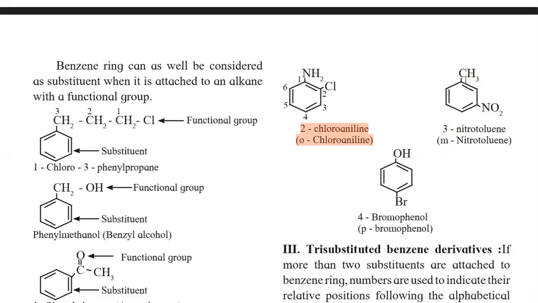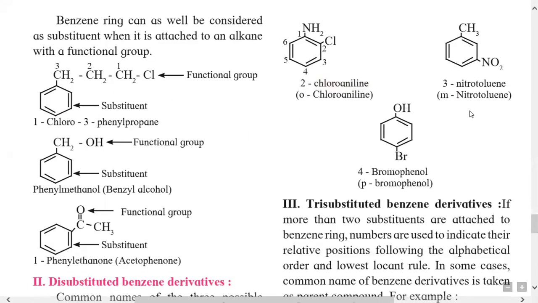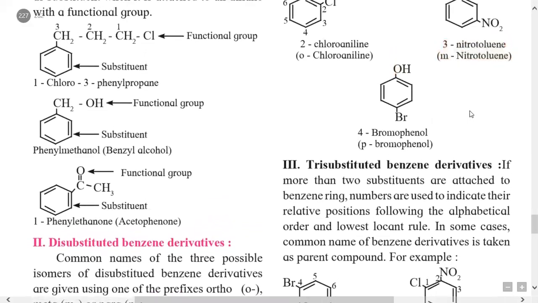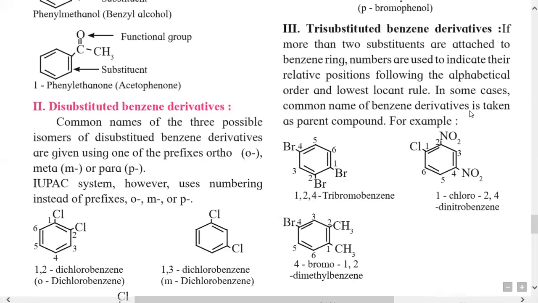Then a methyl group present on the benzene ring can be named as toluene, and carbon number 3 contains a nitro group, so it is 3-nitrotoluene. The 1,3 position is called meta, hence the name can be given as meta-nitrotoluene. The next example of this type is an OH group containing benzene ring, which is named phenol, and at the fourth position there is a bromine, therefore 4-bromophenol or para-bromophenol, the name is given.